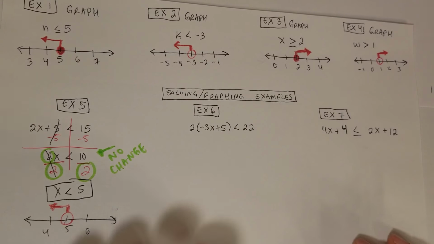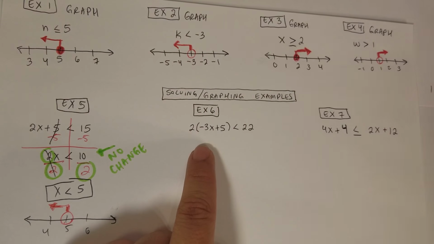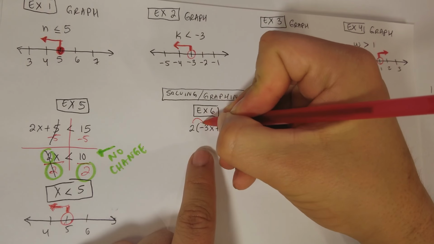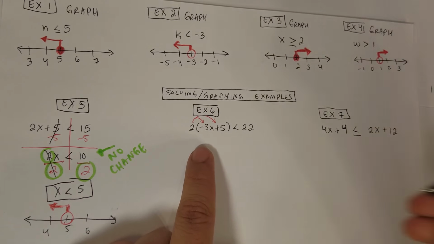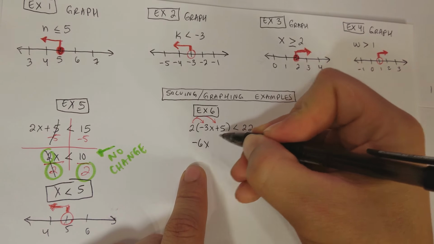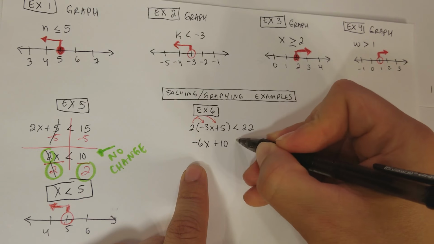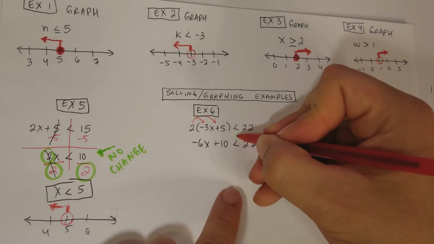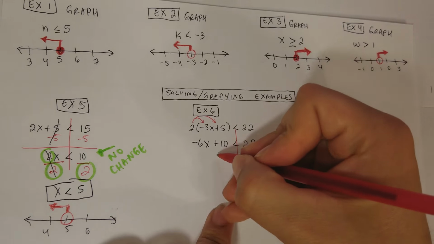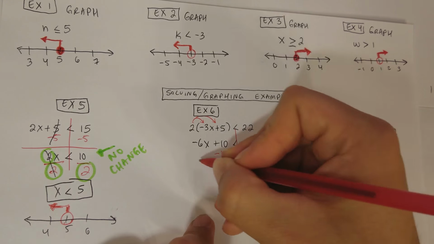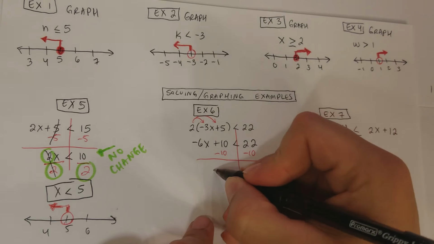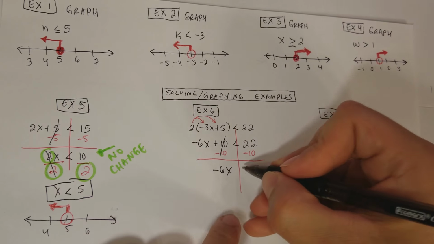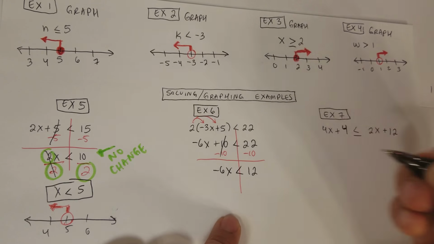So we want to solve and graph the inequality. First thing we need to do is the distributive property. We multiply everything by the 2 on the outside. In this case, we have negative 6x, and then positive 10 is less than 22. Okay, so let's try to get the x by itself. Draw the wall, subtract 10 on both sides. On the left-hand side, I get negative 6x. This goes away. On the right-hand side, I get 12.